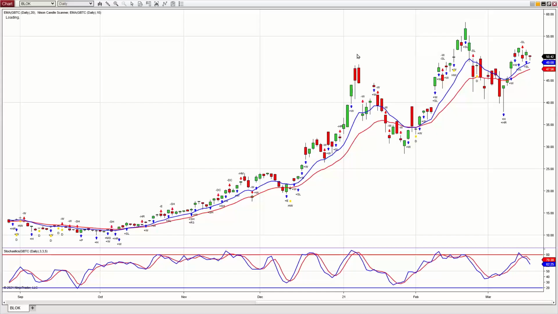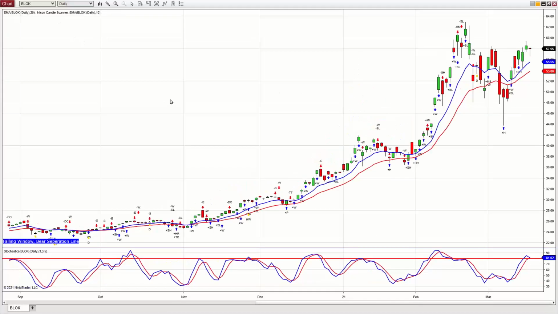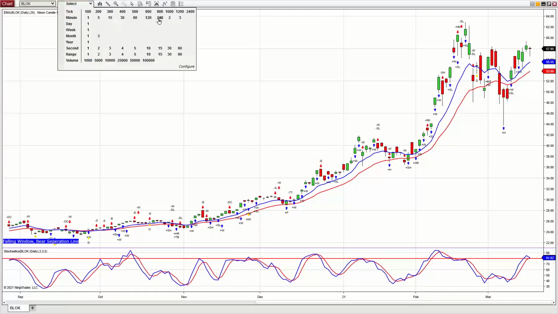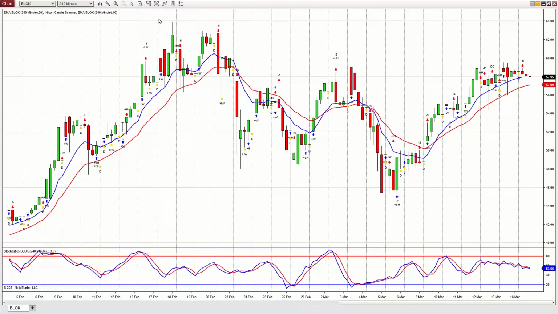ETF. So again, there's ETFs on this. Block, BLOK. Let's say, for example, we look at a 240 minutes. So this is every 4 hours you can come in here and take a look. Now, there's a couple things I wanted to show you on this chart. Again, very, very bullish here.